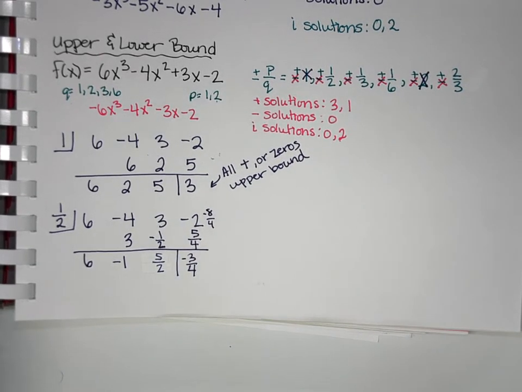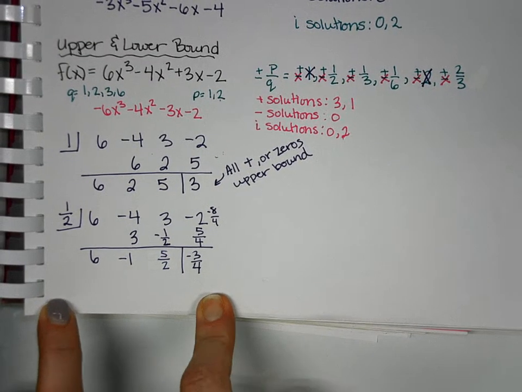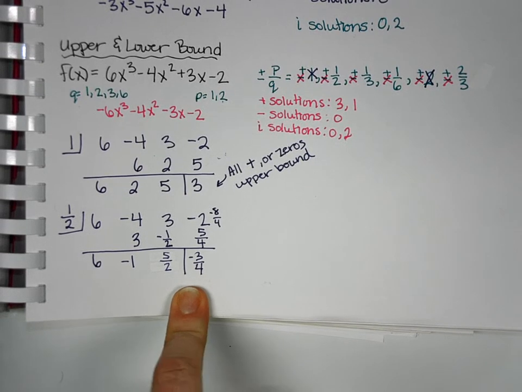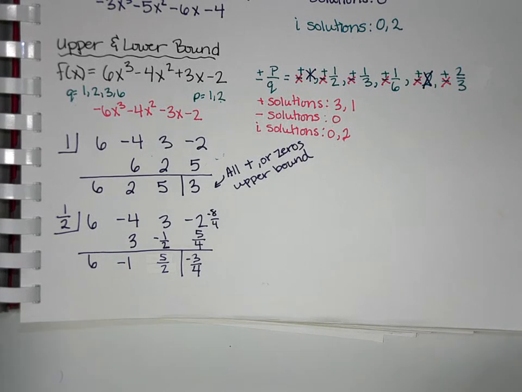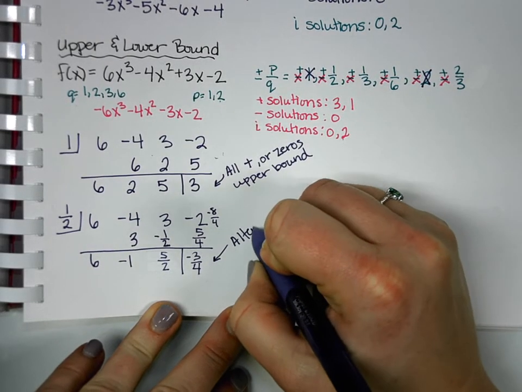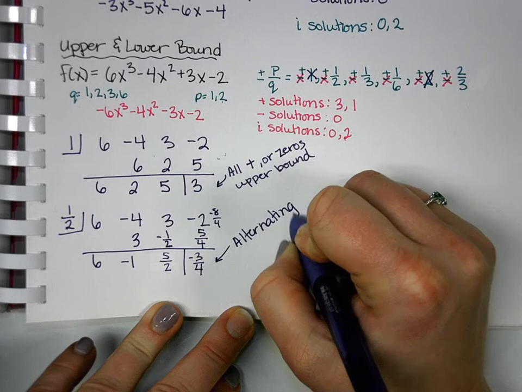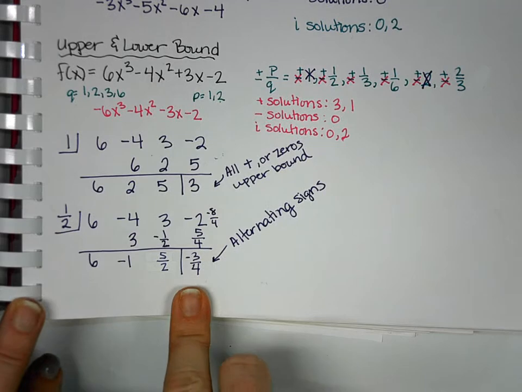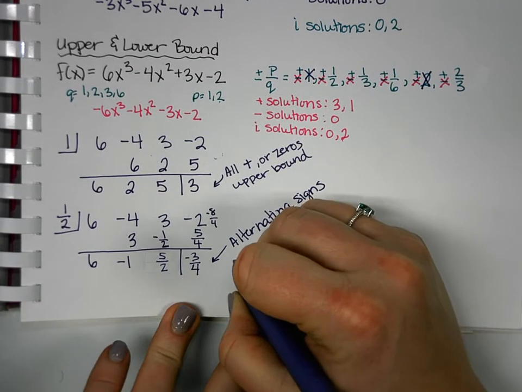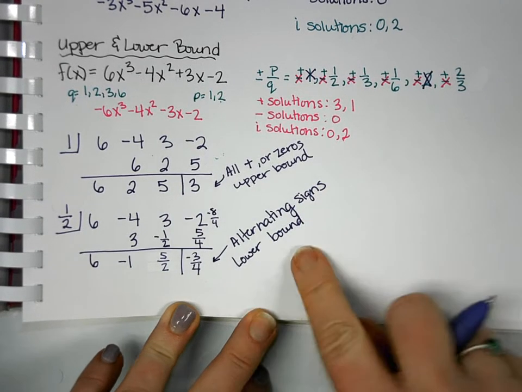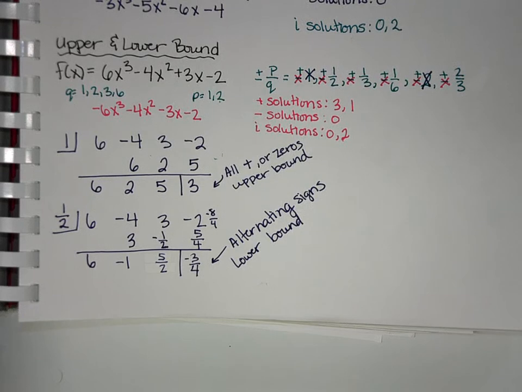So, did we get all positives to see if 1/2 is an upper bound? Here we didn't get all positives, so that tells me it's not an upper bound, so I'm not tied to higher or lower. But what I do notice is that I have alternating signs. So when the signs alternate, positive, negative throughout your synthetic division, that means you have a lower bound. So what that means is I'm not going to have anything smaller than 1/2.